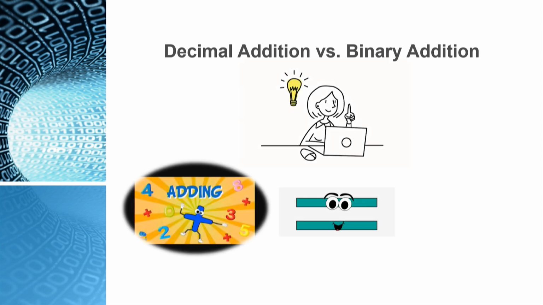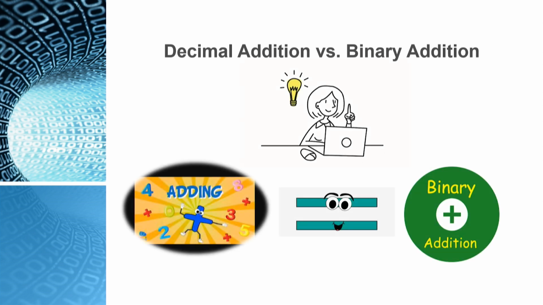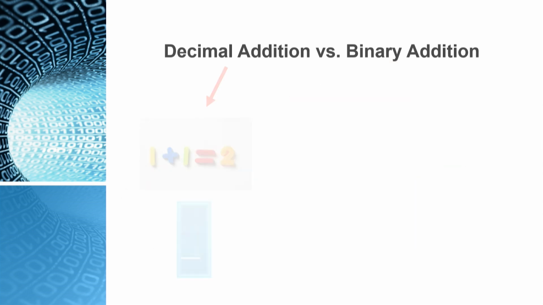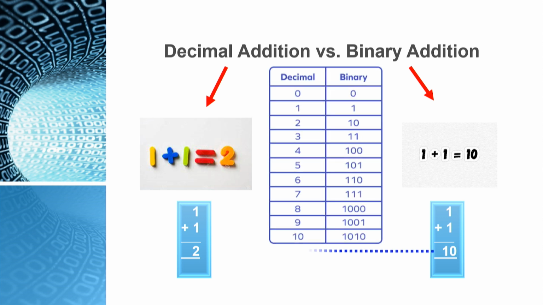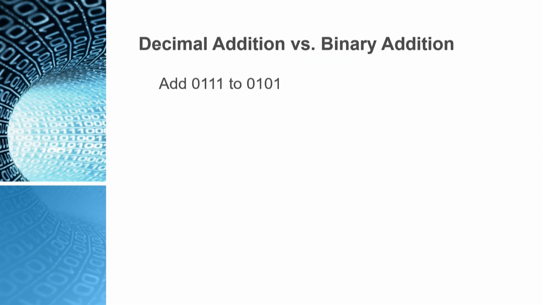Interestingly, the answer to the decimal addition and binary addition is the same. Let's consider an example. 1 plus 1 is equal to 2 in decimal addition. In binary addition, we get 1 plus 1 is equal to 1, 0, which represents 2 in the decimal number system.